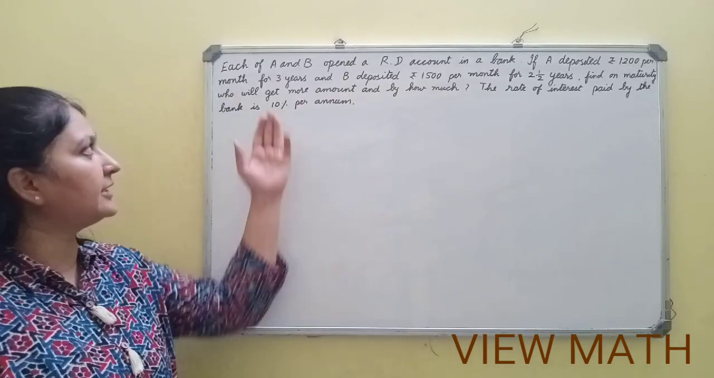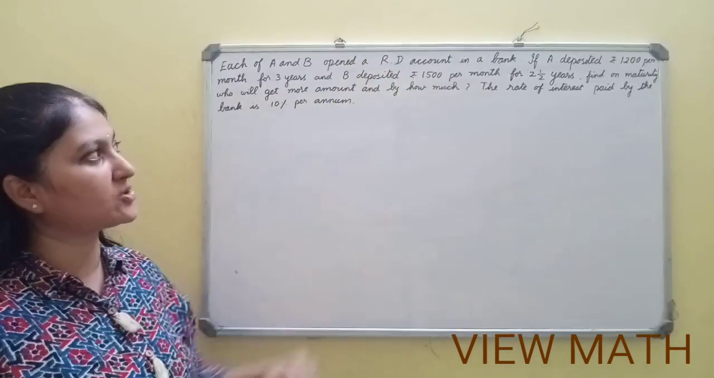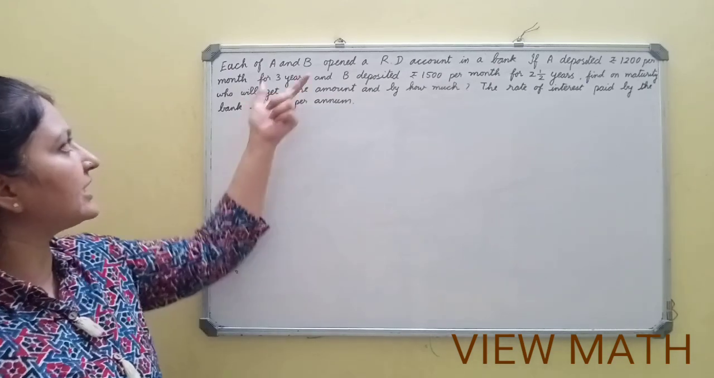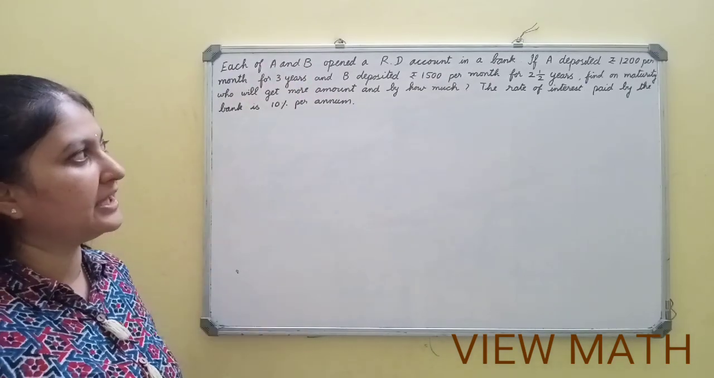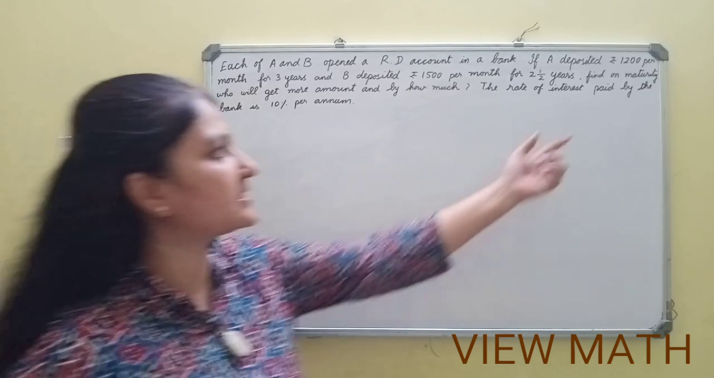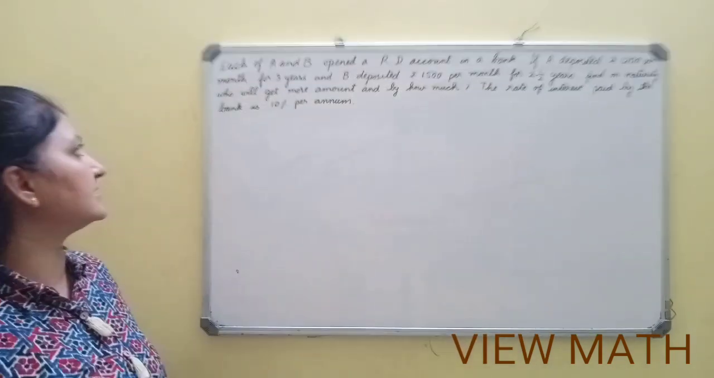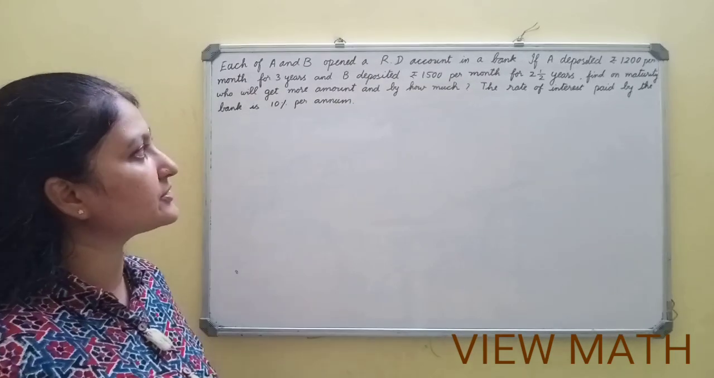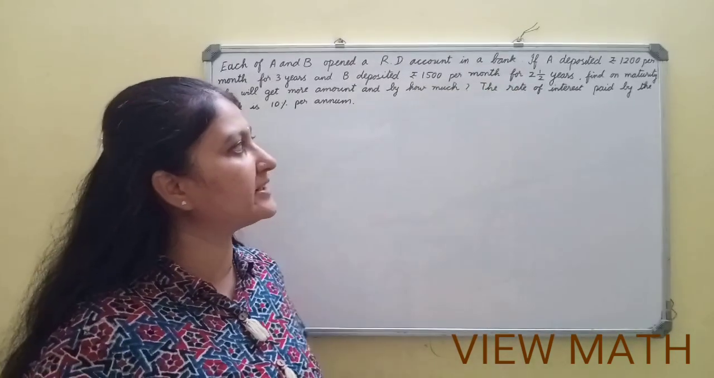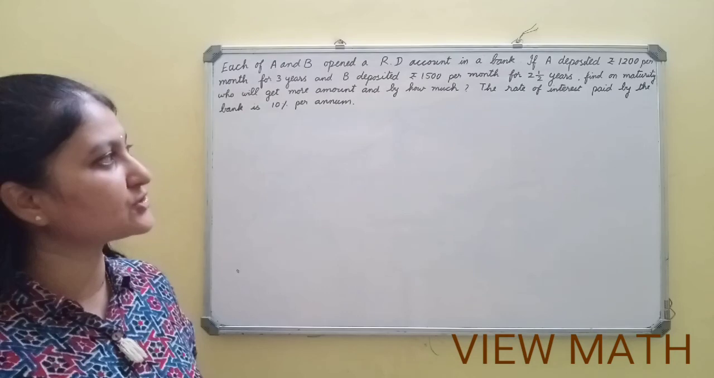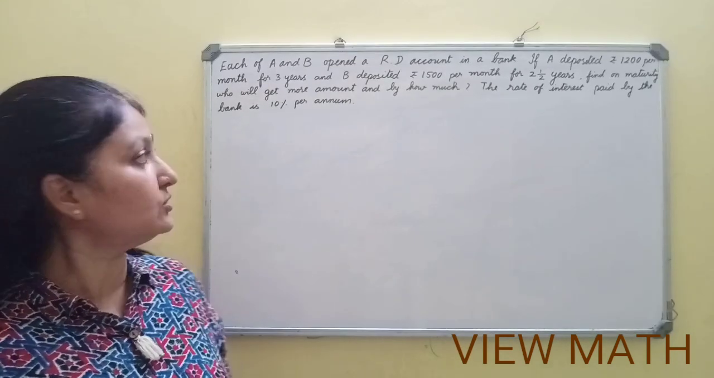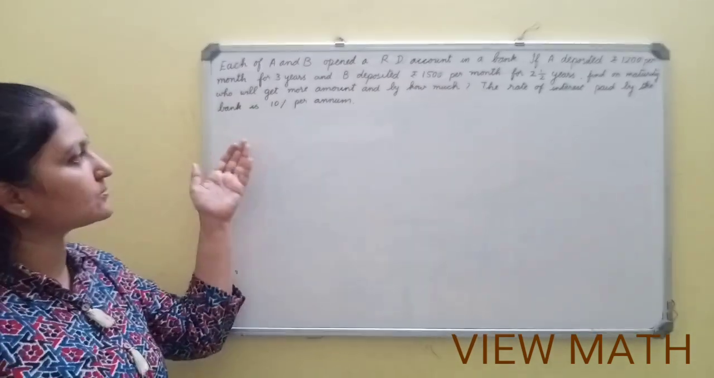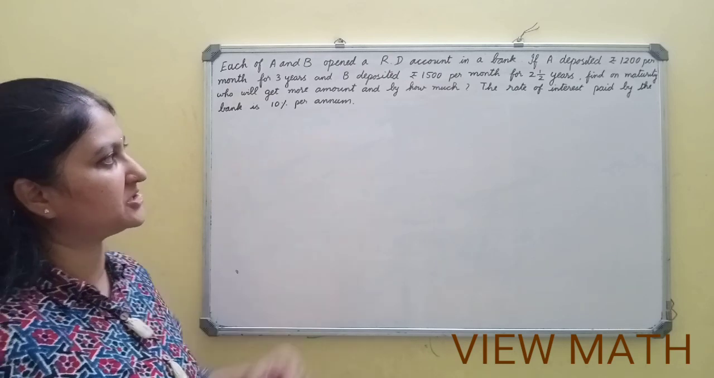Each of A and B opened a recurring deposit account in a bank. Now here we have two persons, A and B. If A deposited rupees 1,200 per month for 3 years, and B deposited rupees 1,500 per month for 2.5 years, first they are asking us to find out the maturity value. Next, who will get more amount and by how much?